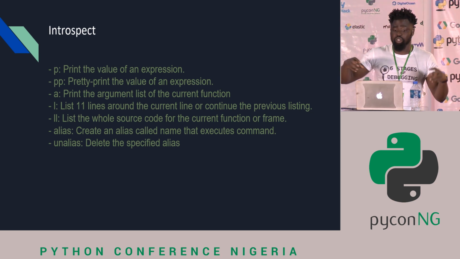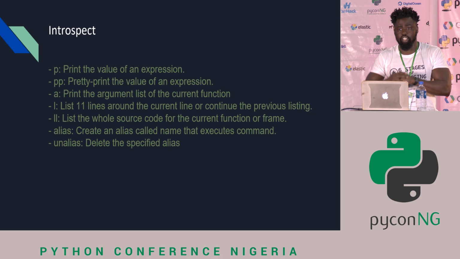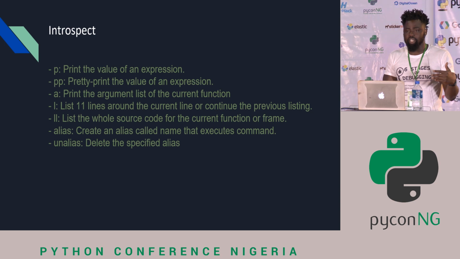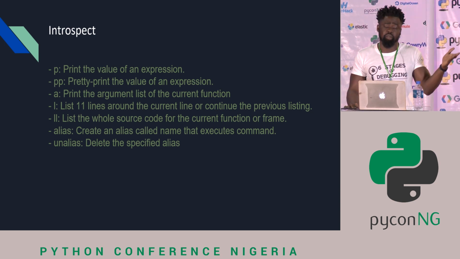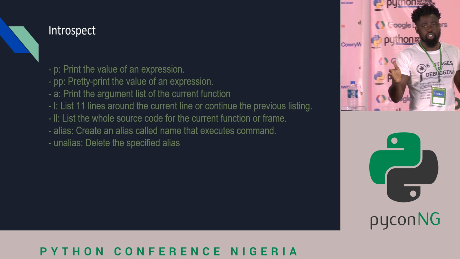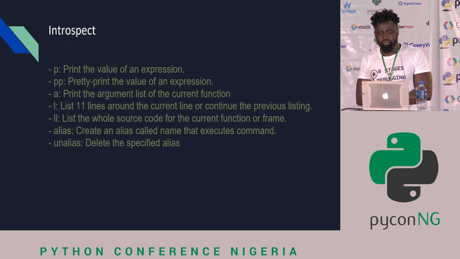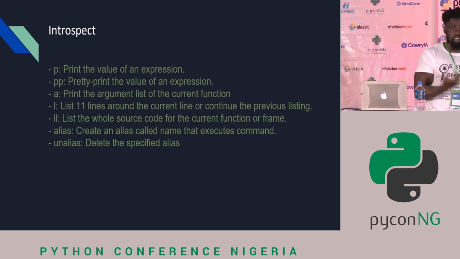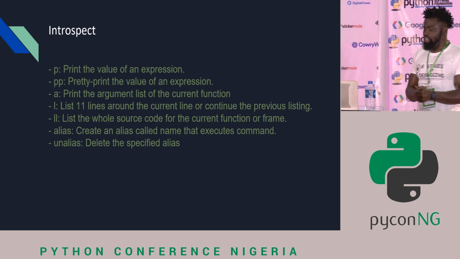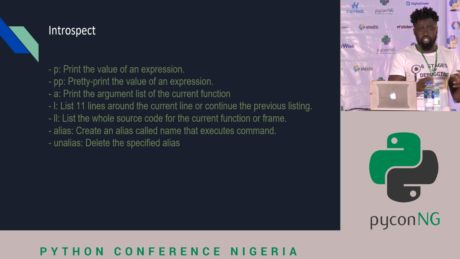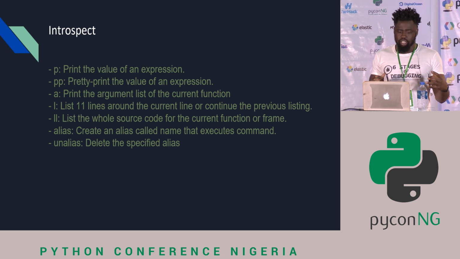And in PDB as well, you can have aliases. For example, if you find yourself looping through dictionaries all the time or looping through tuples all the time, you can just have something like pi. I'll show you an example later on. You can have something like pi that will just do that for you, so you don't have to keep running Python expressions all the time. Again, this is a way of saving you a lot of time, right? So if you are under a deadline and you need to find bugs quickly and you have your aliases set up, you can save a lot of time while doing that. And unalias deletes the aliases.